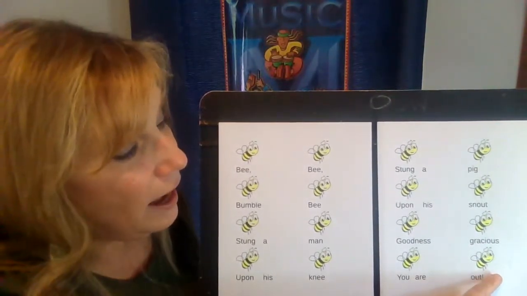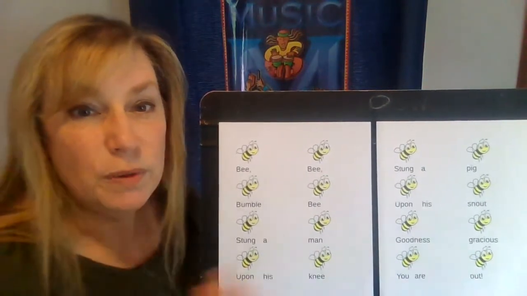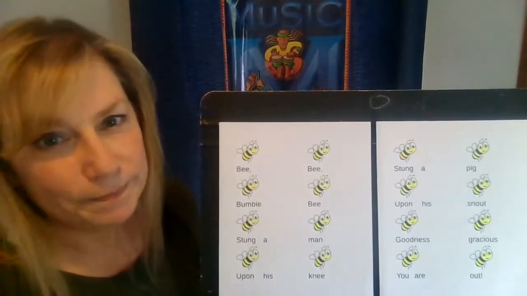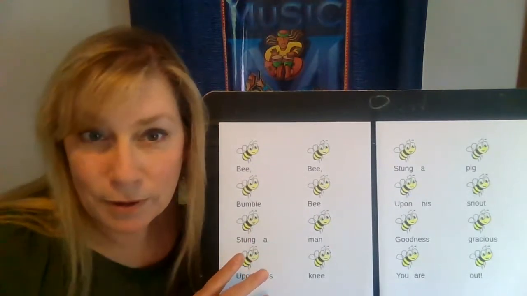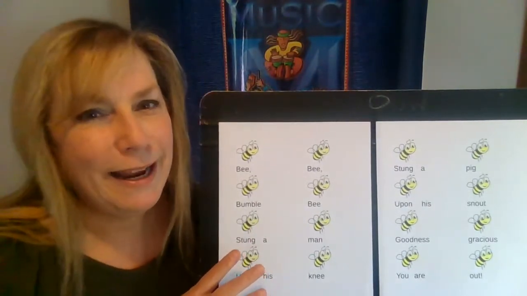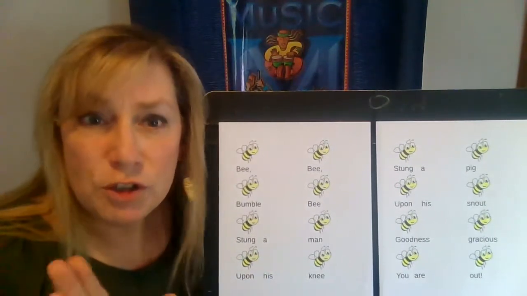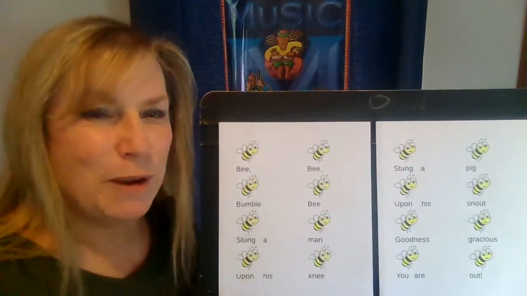Now, in the music room, the person who's out would join me and we would be the buzzing bees. But that probably won't work at home. You might find enough people to play this with, but I came up with another way for you to play that you can do even if it's just you. All right, you ready to see it? I'm going to move this and I'll show you my friends I have with me.